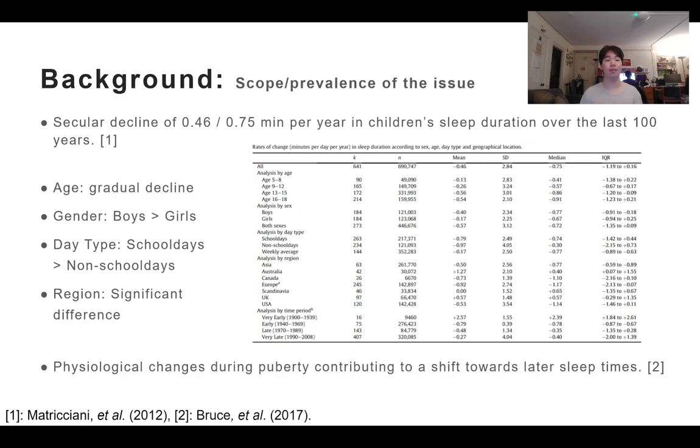The decline is real. There is an average of 0.46 minutes, or a median of 0.75 minutes, per year decline in children's sleep duration over the past 100 years. The older you are, the more severe the decline is. Boys suffer from a higher decline than girls, and the decline is more severe during school days. It also varies among different regions. In Australia, people get more sleep, but in Asia, the USA, and Europe, people get less sleep. Puberty also contributes to a shift towards later sleep times.